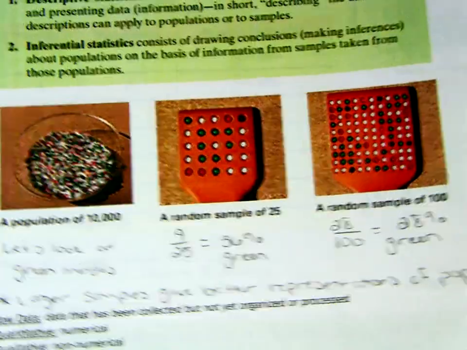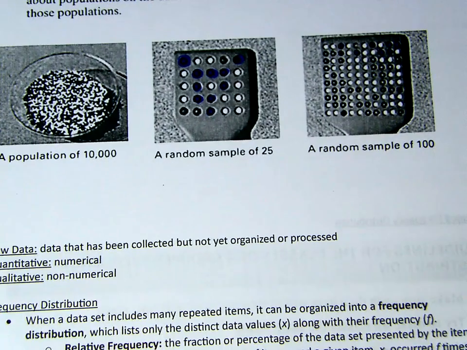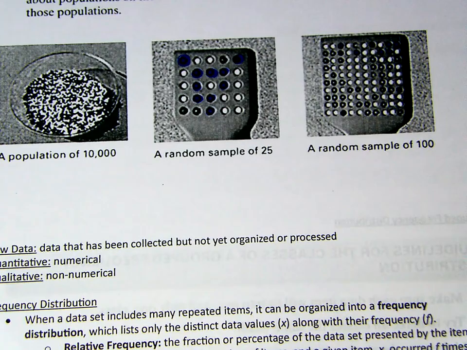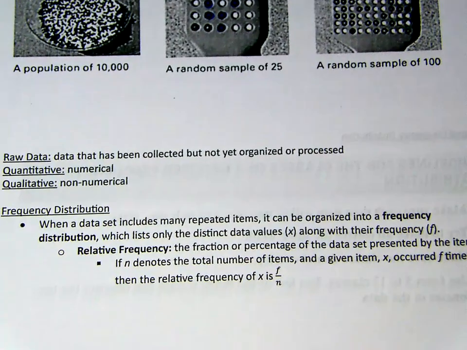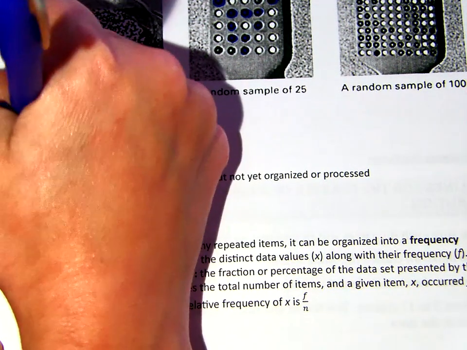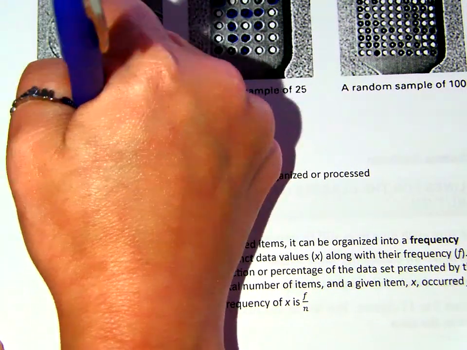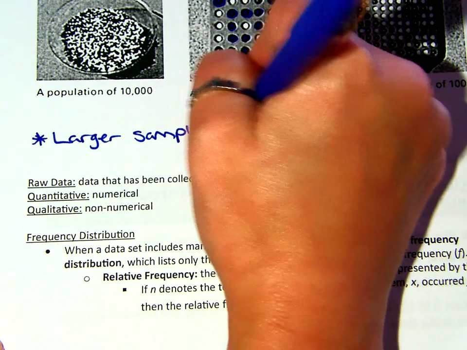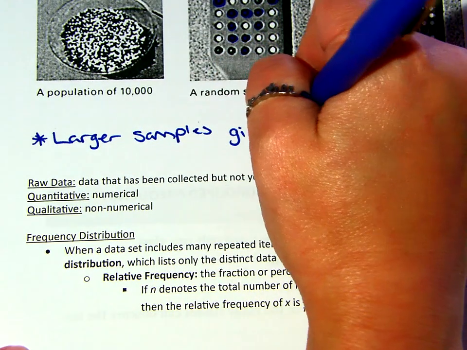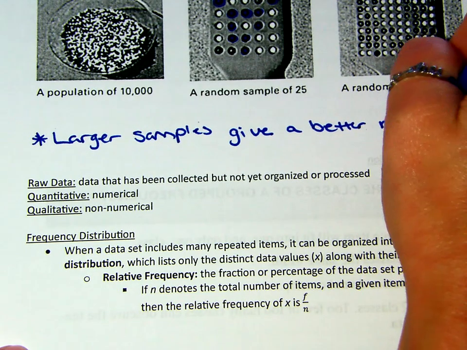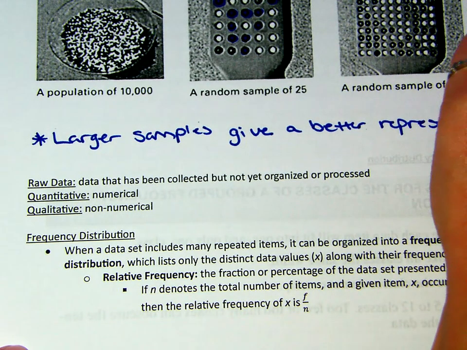Okay. I started to color this one in, and I'm like, you're never going to be able to tell which ones are which here, so that's why I went back to the colored version. And if you wanted to add an extra note, larger samples give a better representation of the entire population.